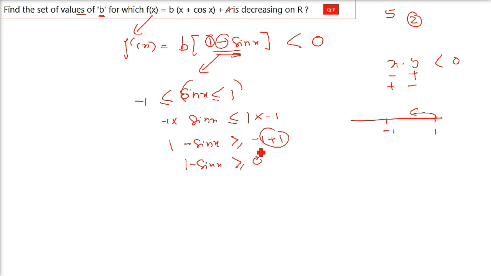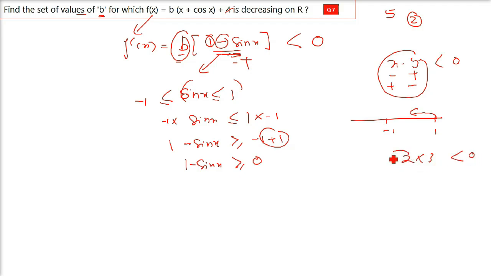Greater than 0 means it is positive, so it cannot be negative. I told you one can be positive and one can be negative in order to get a product less than 0. But 1 minus sin x is greater than or equal to 0. It can never be negative. So what should be there? Only B can be negative, because 1 minus sin x is positive. So B is less than 0.